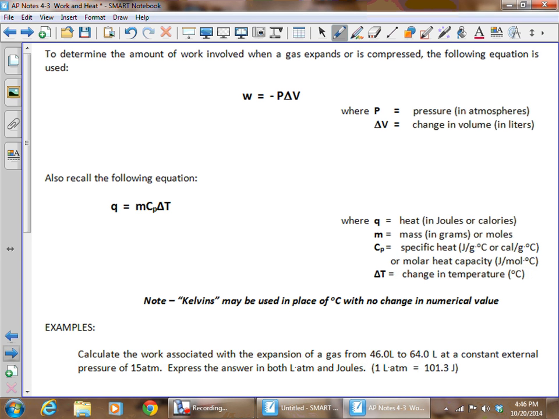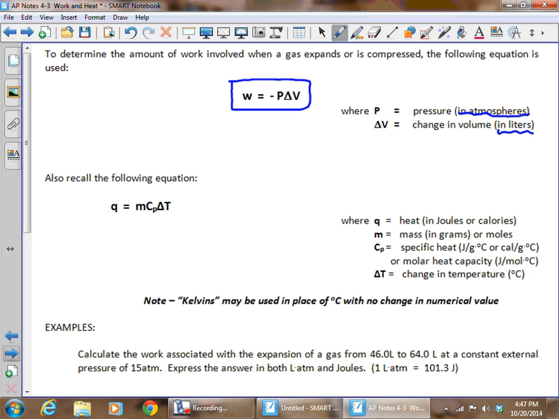I know we have little acronyms and analogies that we use for everything, but in this equation, P is in atmospheres, and our change in volume has to be in liters, and we end up with a work value in liter atmospheres. We've seen that before in our gas laws, if you remember, in a previous course.